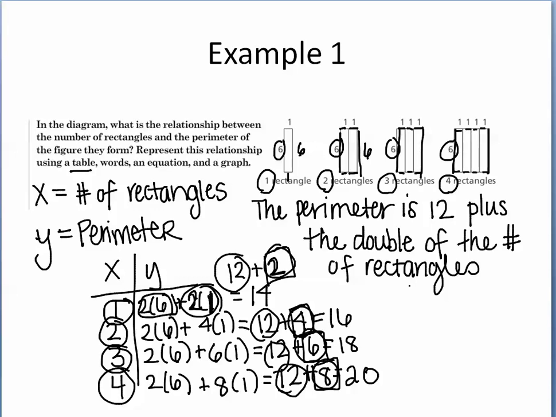Okay, so then let's write this as an equation. So we can see that y, the perimeter, is going to be equal to 12. Everything had a 12 in it. Those are the 6s on the side. 6, 6, 6, 6. Plus 2 times the number of rectangles, which is our x. Okay, and there's an equation. So now we're going to look at a graph. Let's make a graph of this. So I'm going to make some room here.